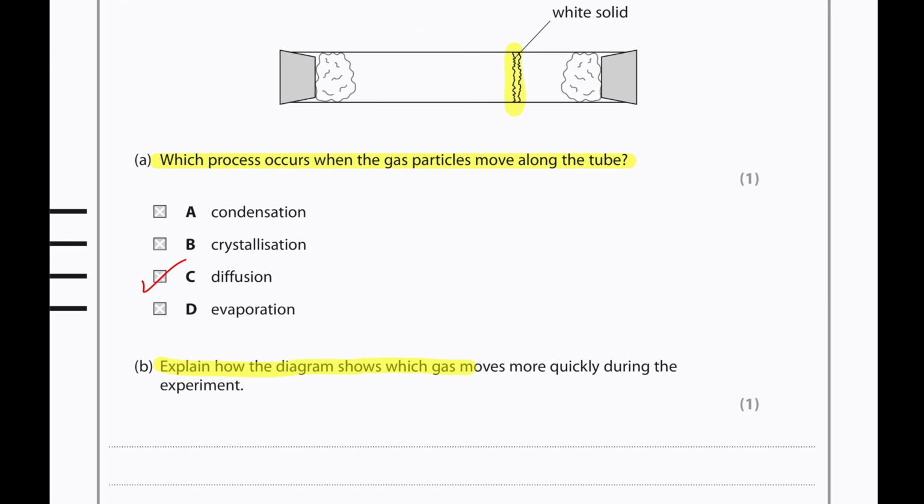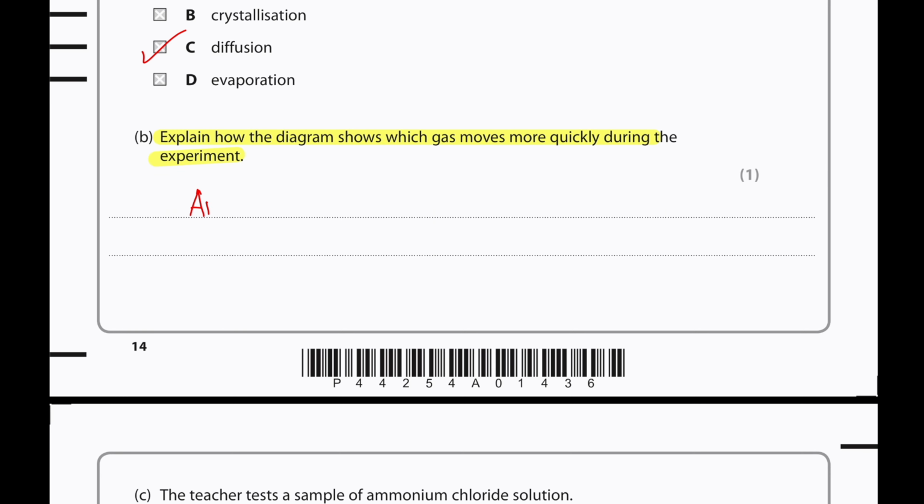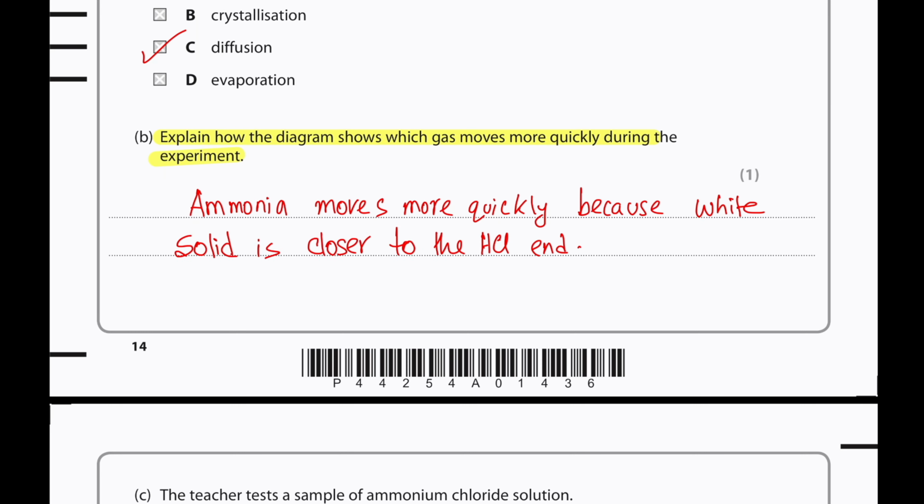Explain how the diagrams show which gas moves more quickly during the experiment. Ammonia moves quickly because the white solid is closer to the HCl end and it is farther from the ammonia end.